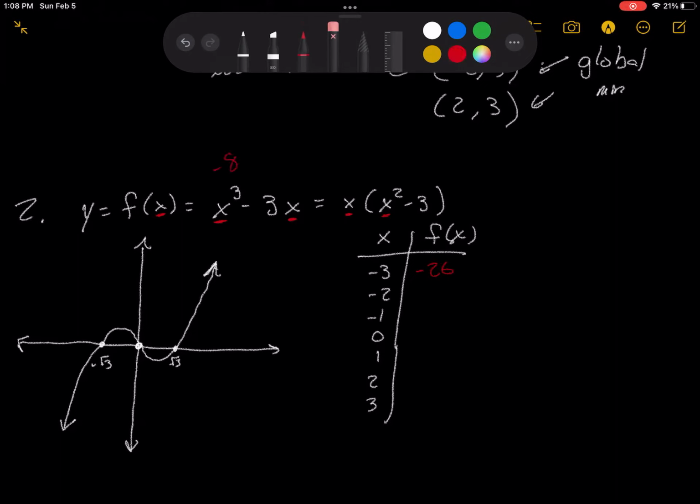Oh, I made a mistake. Let's go back up to that -3. -3 cubed is -27, but then minus 3 times -3 is actually a +9. So what do I get there? -27 plus 9 is -16. No, -18.